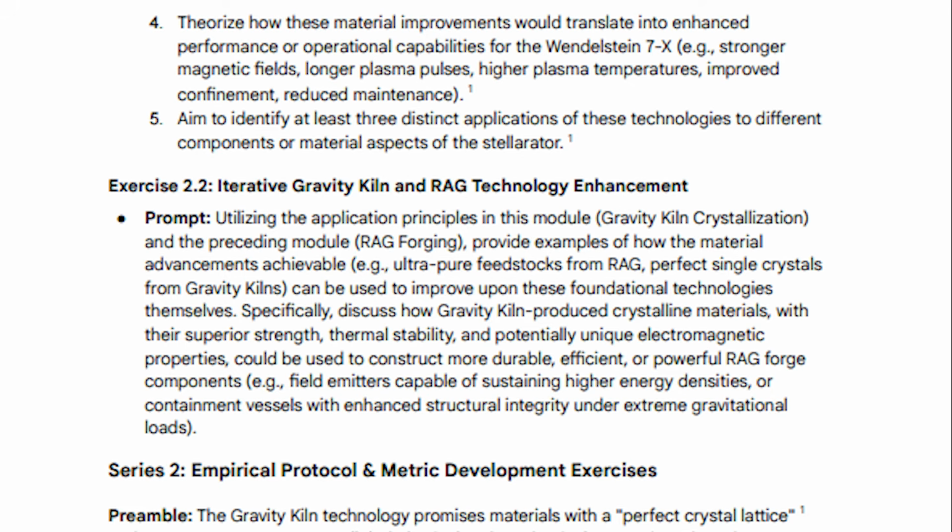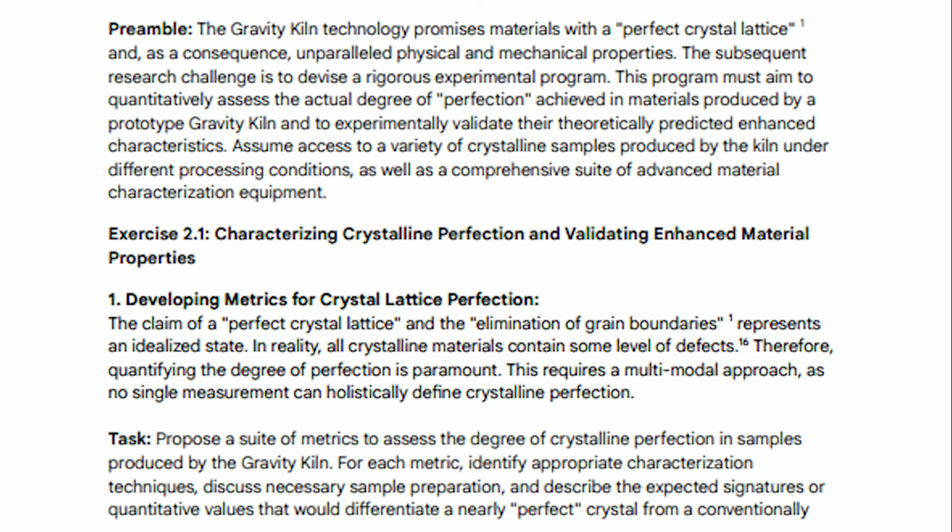Series 2: Empirical Protocol and Metric Development Exercises. Preamble: the gravity kiln technology promises materials with a perfect crystal lattice, and, as a consequence, unparalleled physical and mechanical properties. The subsequent research challenge is to devise a rigorous experimental program. This program must aim to quantitatively assess the actual degree of perfection achieved in materials produced by a prototype gravity kiln, and to experimentally validate their theoretically predicted enhanced characteristics.